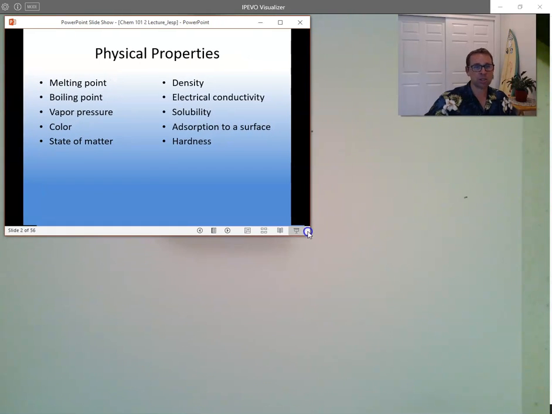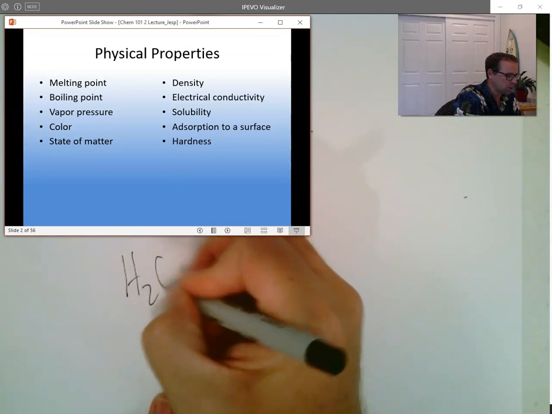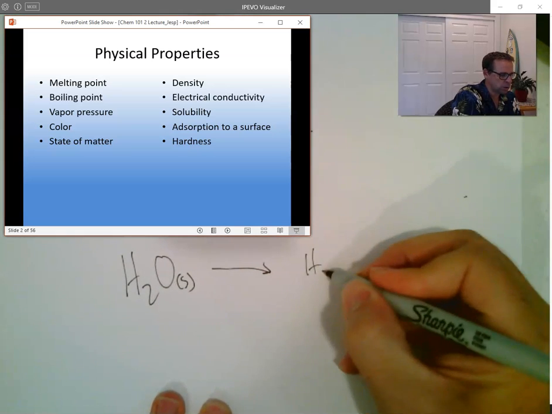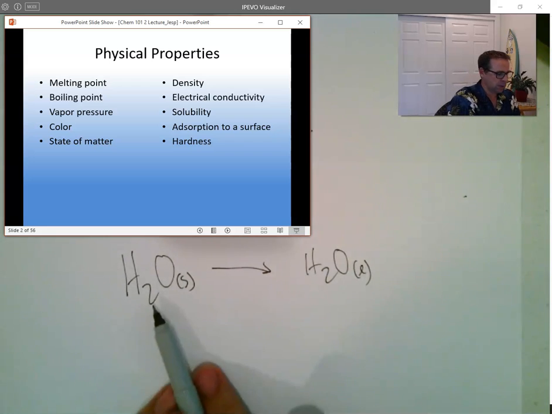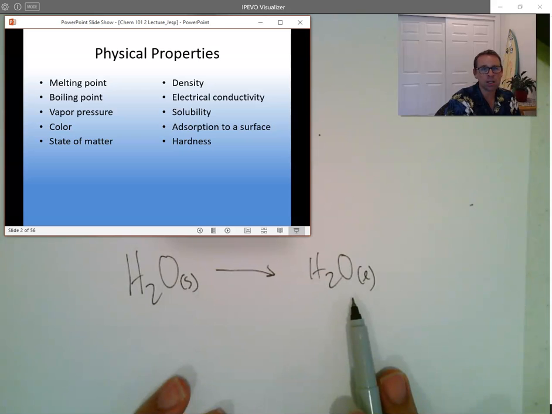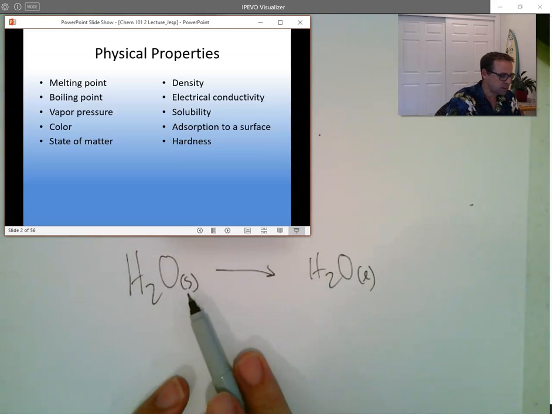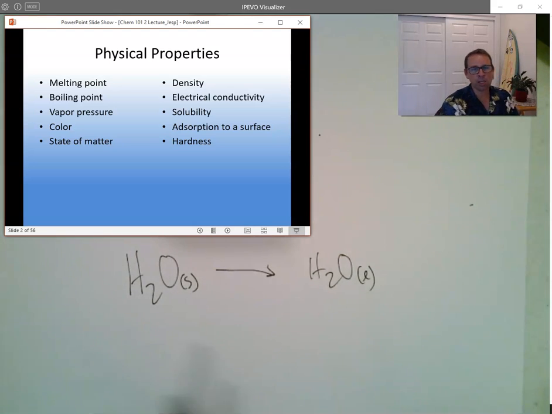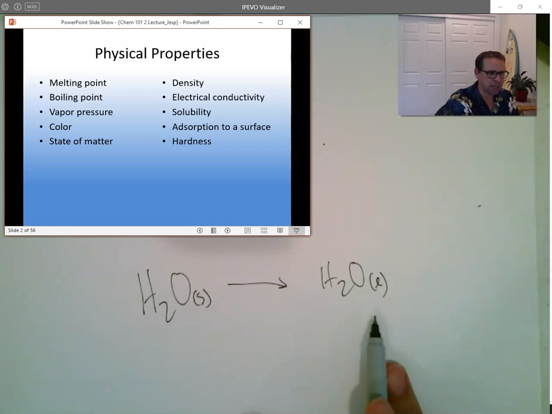Now, a physical reaction is just one where you, for example, start with solid water and you go to liquid water, right? Here, this isn't a chemical reaction. I've written it and it looks very much like a chemical reaction, but all that's happening is the solid is becoming a liquid. The hydrogen and oxygens aren't rearranging themselves in any way. What do you call that when we take a solid and make it a liquid?